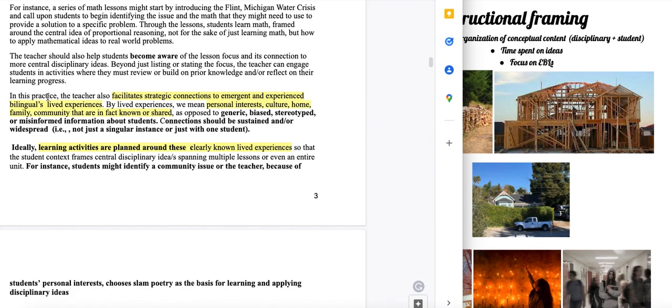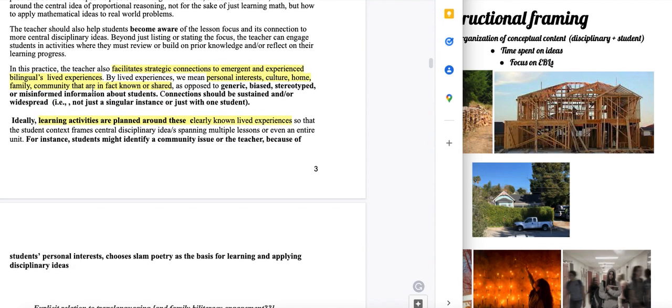Okay, so moving beyond the example. In this practice, the teacher also facilitates strategic connections to emergent and experienced bilinguals' lived experiences. By lived experiences, we mean personal interests, culture, home, family, and community that are known by the teacher. So the teacher is not guessing at students' lived experiences or making assumptions about students' lived experiences. They have already done the work of talking to, listening to, learning from their students about their lives, what's interesting, and what's going on in their worlds.